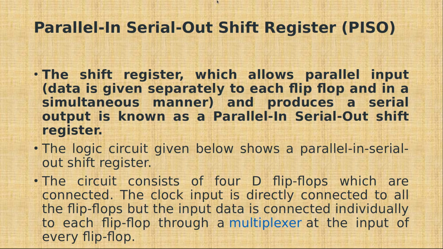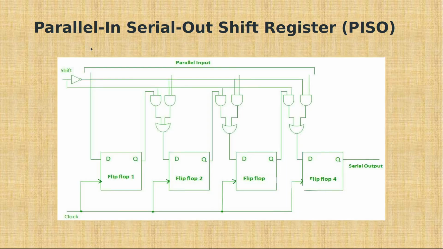The parallel in serial out shift register means this type of circuit consists of parallel inputs. So this is the clock pulse. There are parallel inputs. This is one input, here is another input, this is another input, this is another input, but only one output. Serial output means only one output.